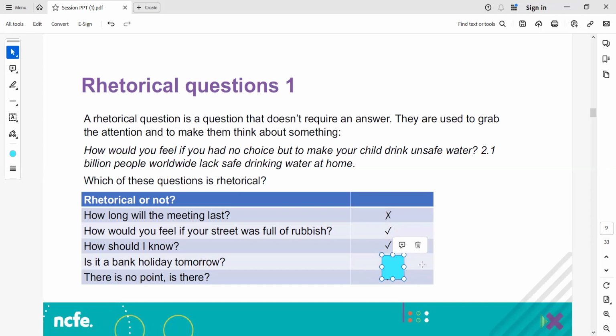Is it a bank holiday tomorrow? Rhetorical or not? So do we want a response to that question? Yes. Not rhetorical. Well done. There is no point, is there? Rhetorical. Yeah, rhetorical. So, well done. So you could spot all of those. Well done.